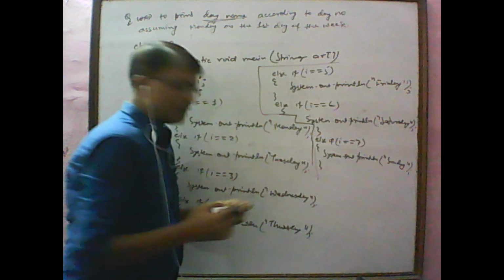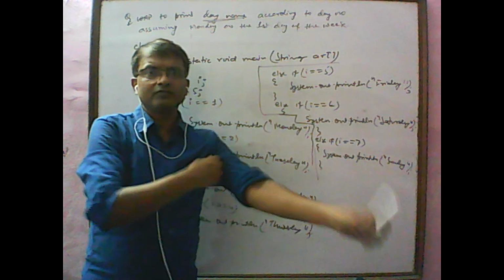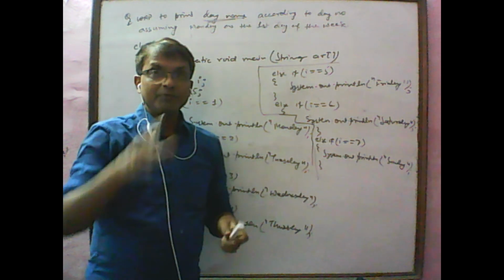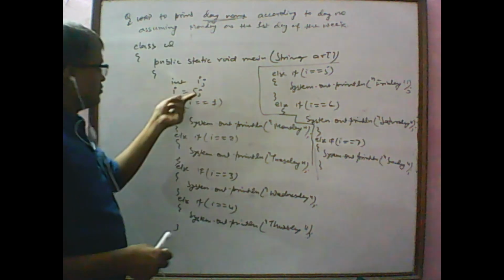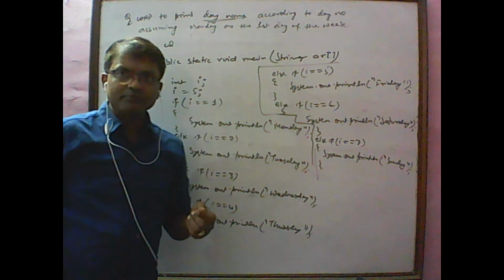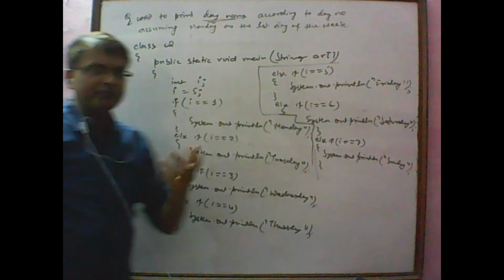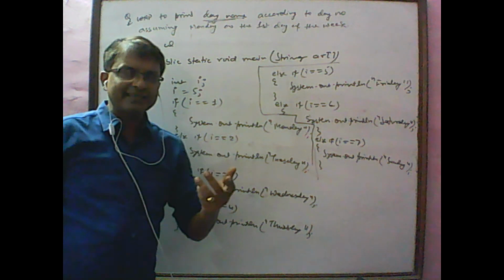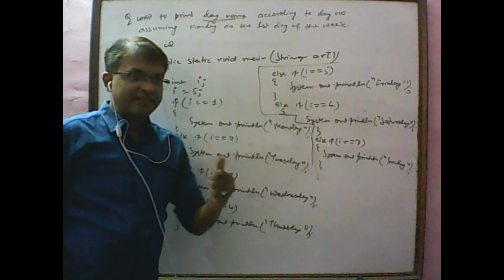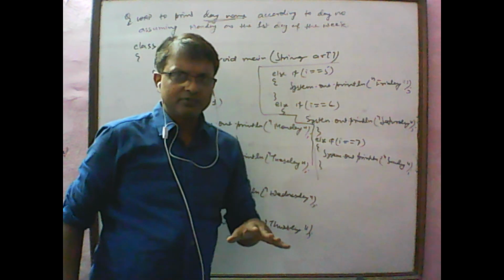All the situations have been discussed, but it may also be possible that the user can store 15 instead of 5. But the 15th day is not a day name. So what will happen in that case? In that case, we have to give a situation for invalid entry.